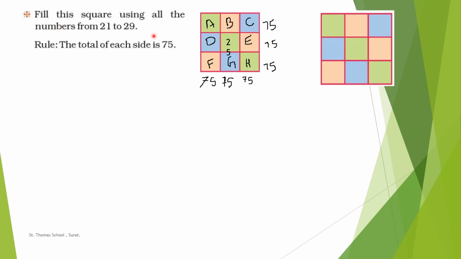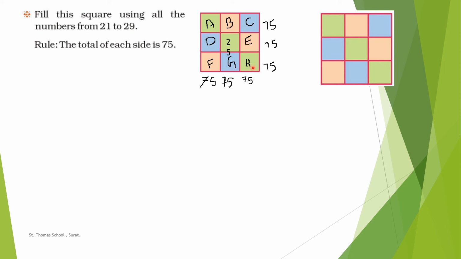Fill this square using all the numbers from 21 to 29. You can see on page number 103 of your textbook, the box has been given to you, where in the middle of the box there is the number 25. Clear? Now all the other boxes are incomplete. So for easy understanding, let us mark these incomplete boxes as alphabets, just as I have done over here: A, B, C, D, E, F, G, H.